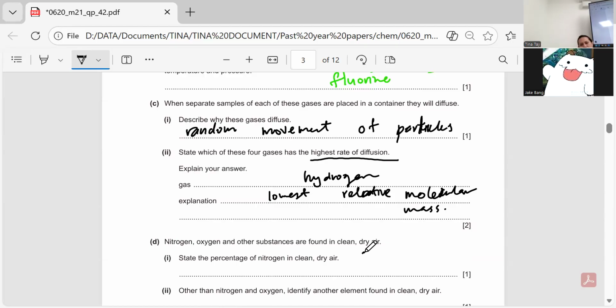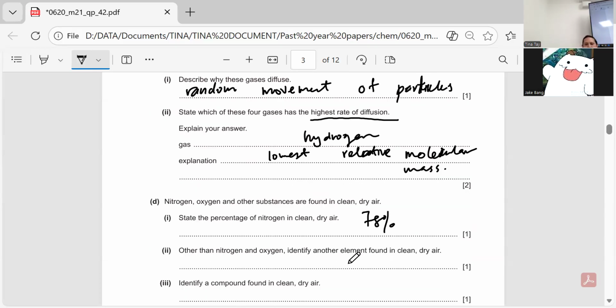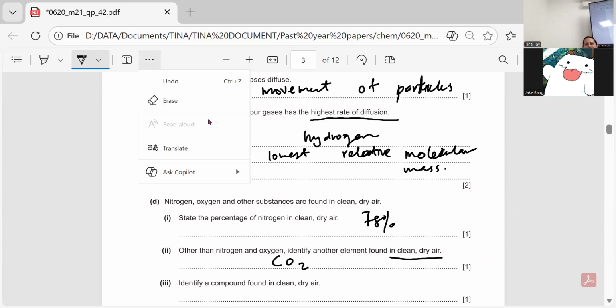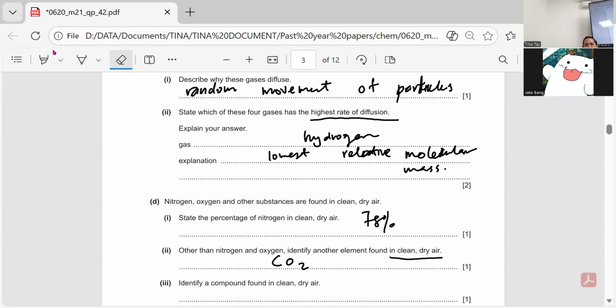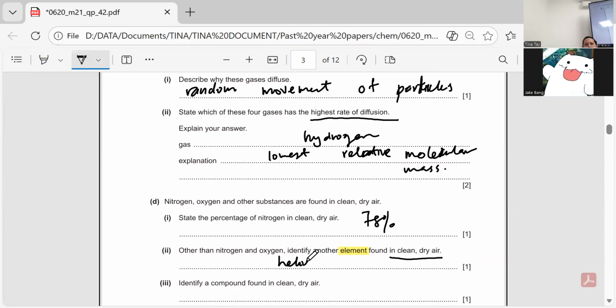Percentage of nitrogen in clean dry air, 78%. Other than nitrogen, another gas found in clean dry air is carbon dioxide. Okay? Oh no, cannot. Why? Sorry, element. Element is helium, argon. A compound is carbon dioxide.